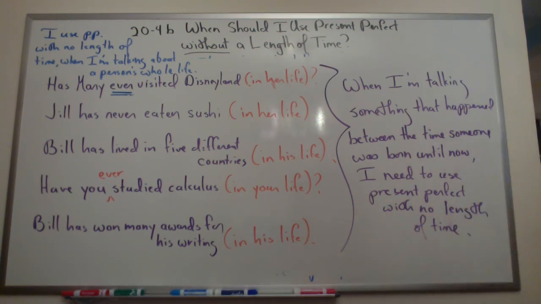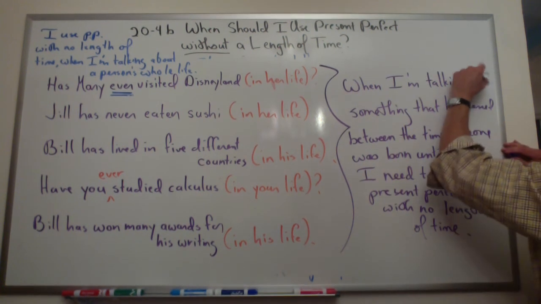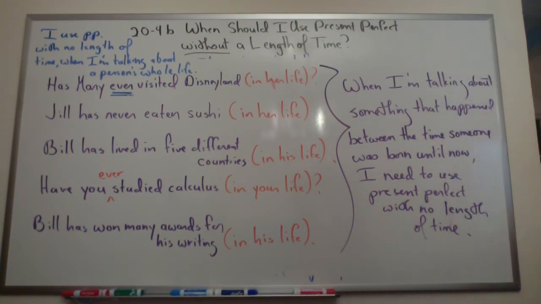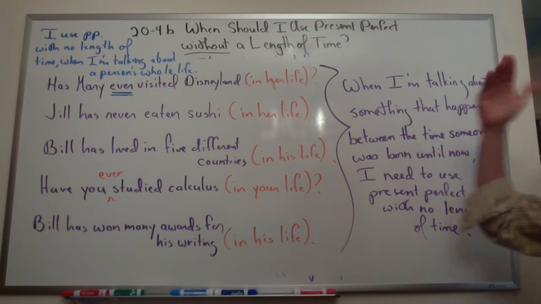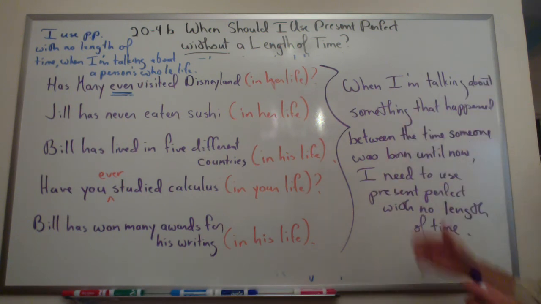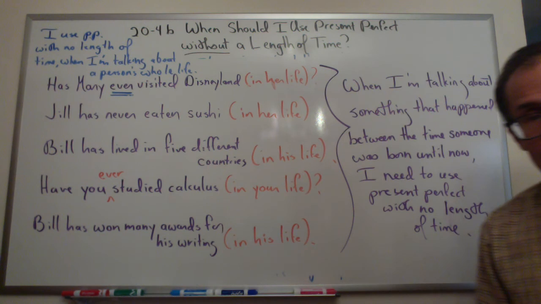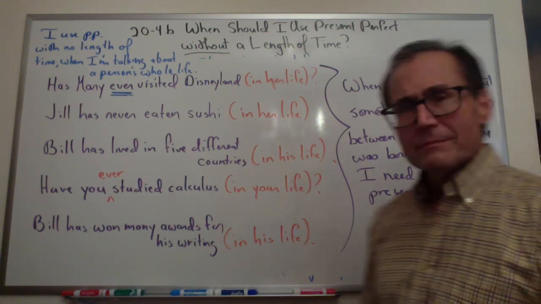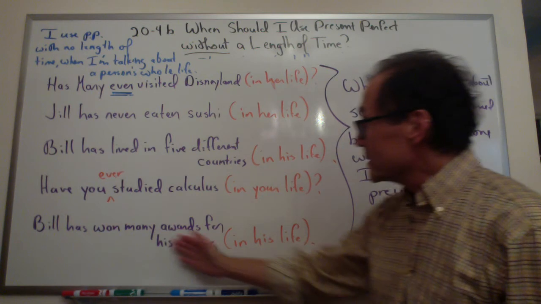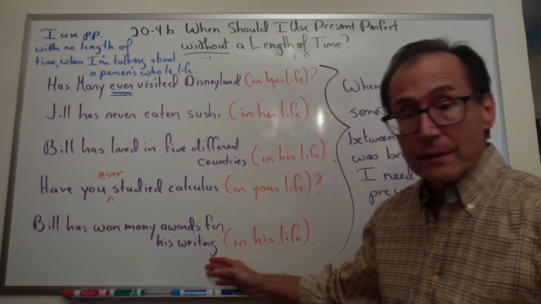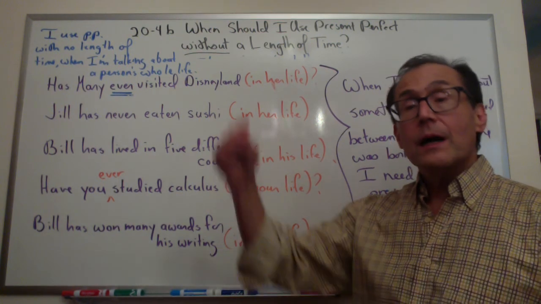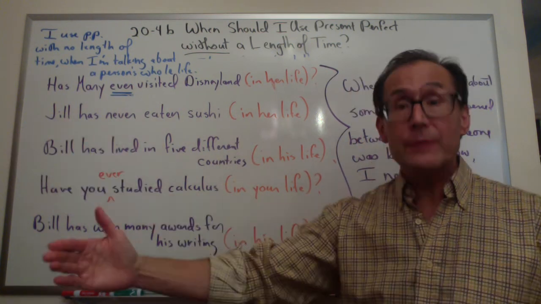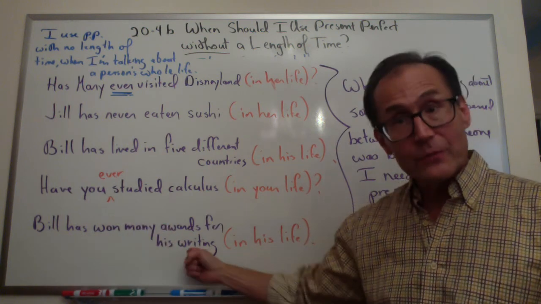Okay, so when I'm talking about something that happened between the time someone was born until now, that's the time I want you to think about, then I need to use present perfect with no length of time. So if I say, Bill has won many awards for his writing, the time is not clear, but the time span I'm talking about is sometime in his life he has won many awards for writing.